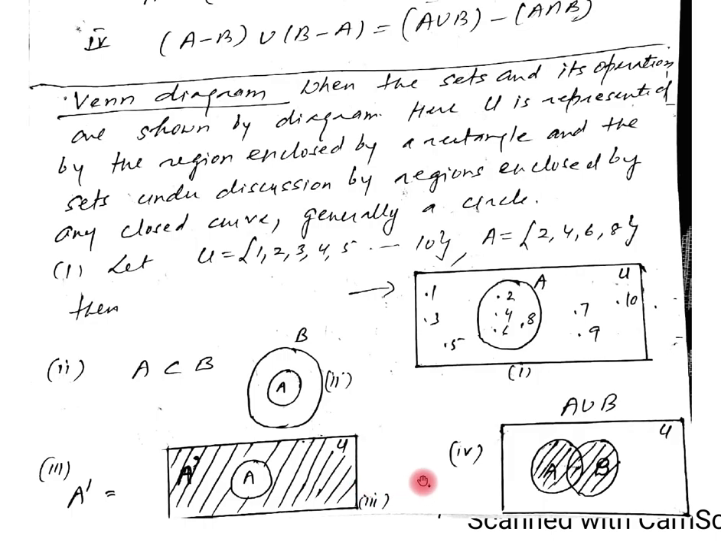Now similarly, fourth, we have to represent A union B. If this set is U, then this is A, and this is B. So this whole portion will be A union B. The elements which are either in A or in B represent A union B.